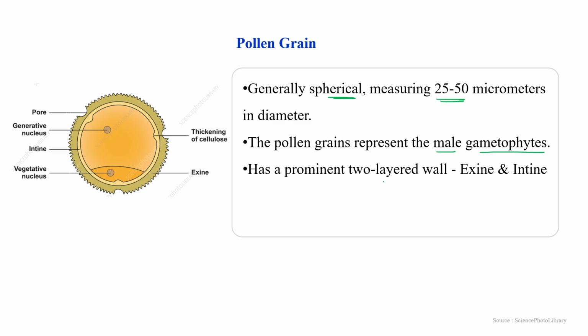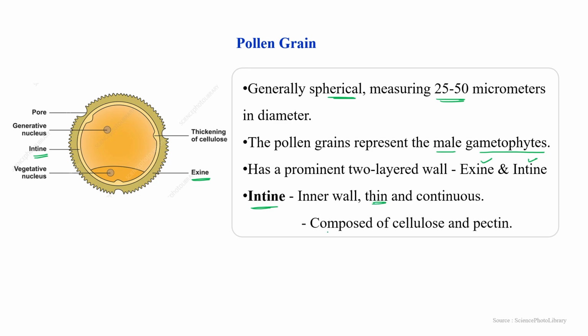It has a prominent 2-layered wall, as I just now told you. The outermost layer is known as exine and the innermost layer is known as intine. The intine is the comparatively inner wall, comparatively thin and continuous, which is composed of cellulose and pectin. The outer one is hard.